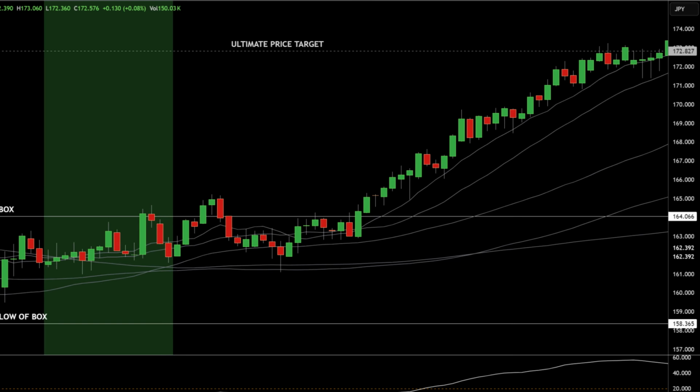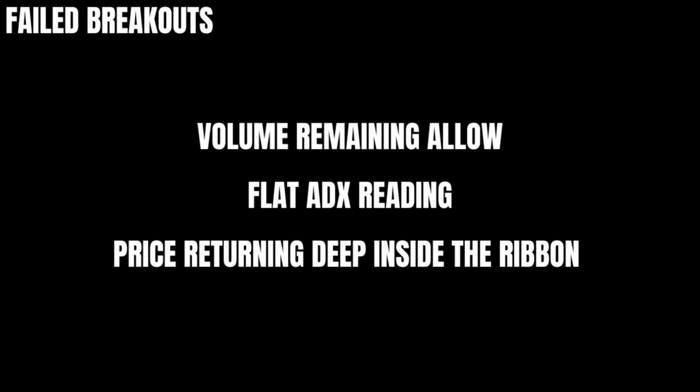Now, no strategy is perfect, right? Failed breakouts occur. But warning signs include volume stays low. You see a flat ADX reading for many bars. Or you're going to see price return deep inside the ribbon within a few candles. In this case, exit your position, reevaluate.